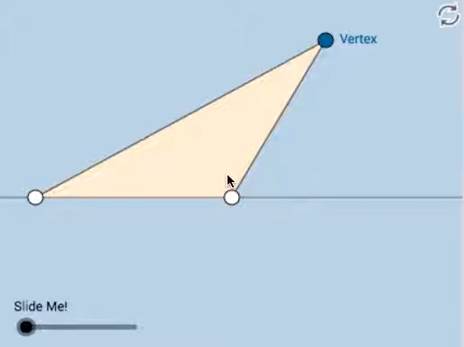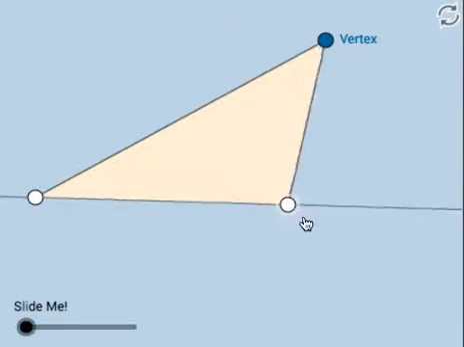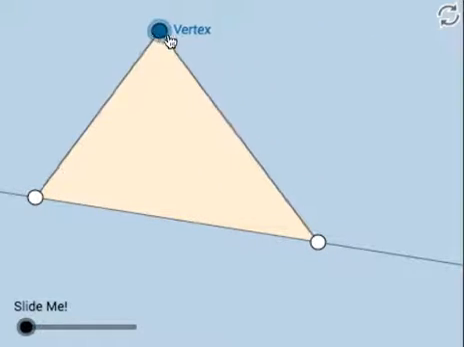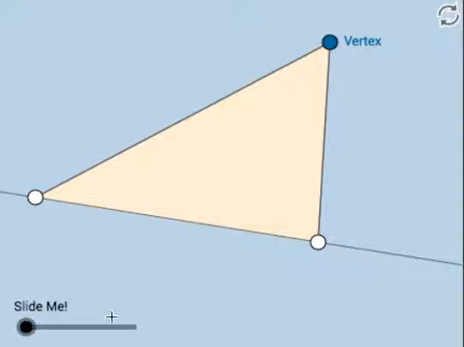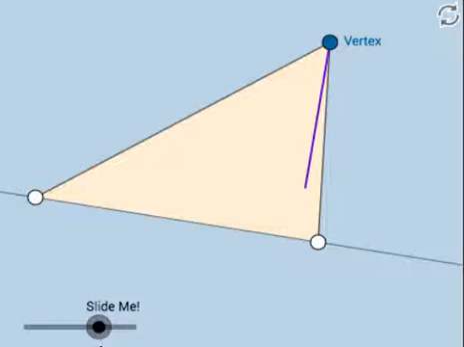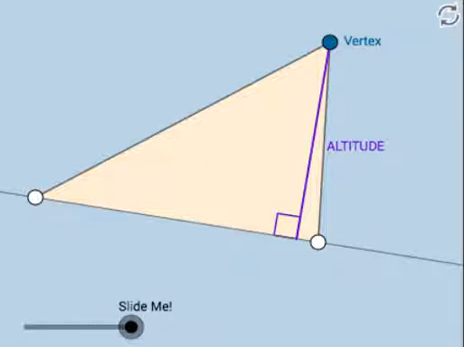We're going to investigate what an altitude of a triangle is in this activity. Notice in the applet above you have a triangle whose vertices are movable. Move those vertices anywhere you would like and then slide that slider slowly. As you do, you will see an altitude being formed. There it is, drawn in purple.